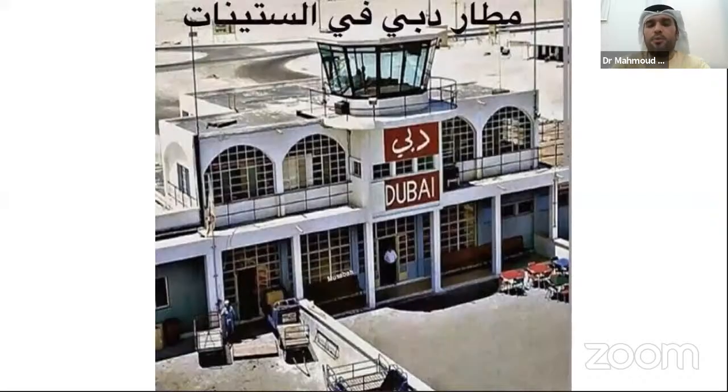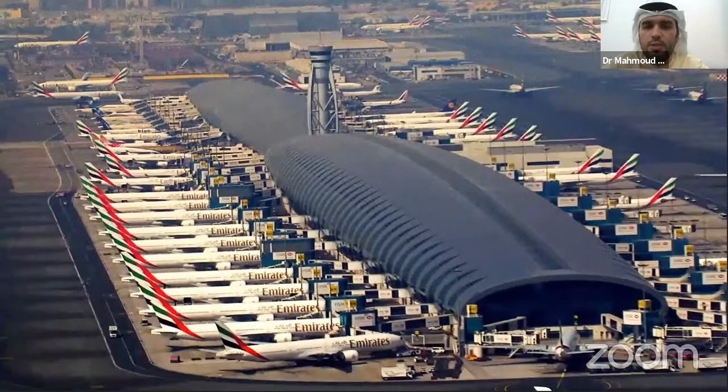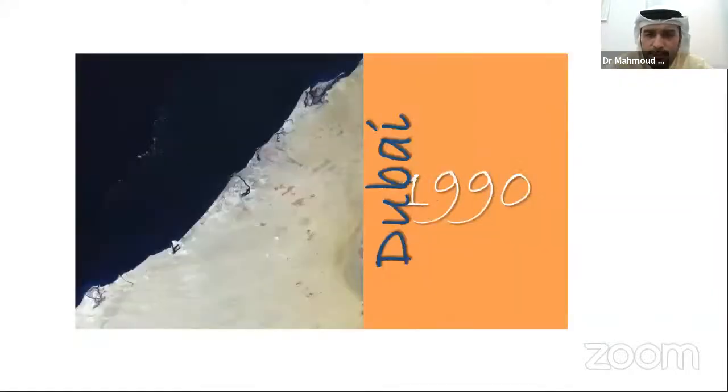This is Dubai Airport, how it used to look. And this guy with a white t-shirt used to come at 7:30 a.m., open the airport, and close it at 2 p.m. But then with the government believing in sustainability, mainly on the economic side, this is how Dubai International Airport looks now. Emirates Airlines started with two leased planes and now has 200 planes traveling to 200 destinations. So much has been done on the economic side.